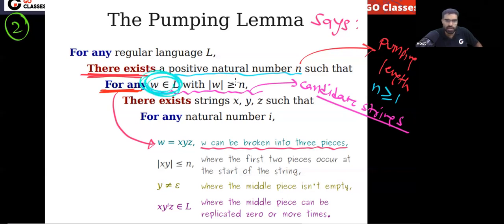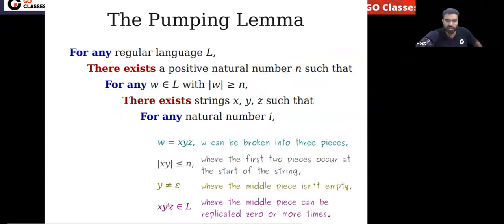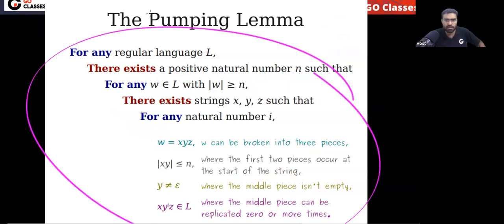Strings which belong to the language and whose length is greater than or equal to the pumping length. So for all candidate strings, what will happen? You can break them into 3 pieces such that these 3 properties will be satisfied. So this is the pumping lemma. We have already seen what this pumping lemma is. Clear? Yes or no? So this is your pumping lemma statement.